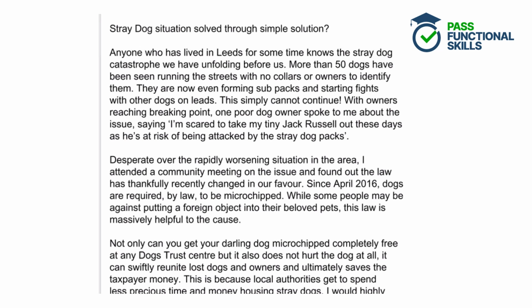With owners reaching breaking point, one poor dog owner spoke to me about the issue, saying, "I'm scared to take my tiny Jack Russell out these days as he's at risk of being attacked by the stray dog packs." Desperate over the rapidly worsening situation in the area, I attended a community meeting on the issue and found out the law has thankfully recently changed in our favour.